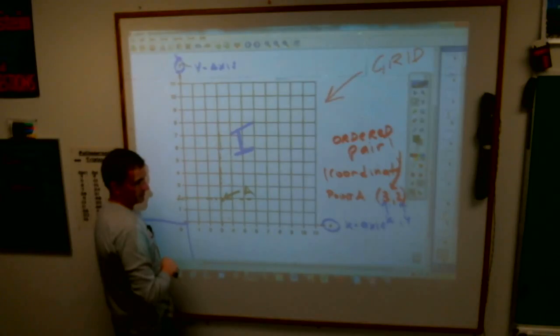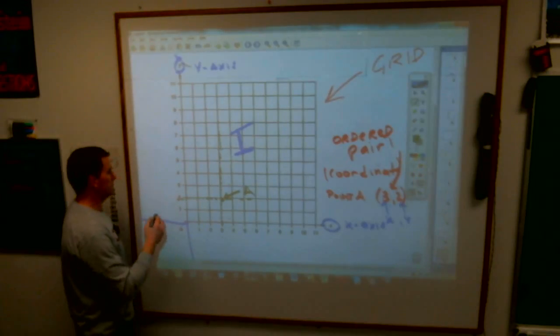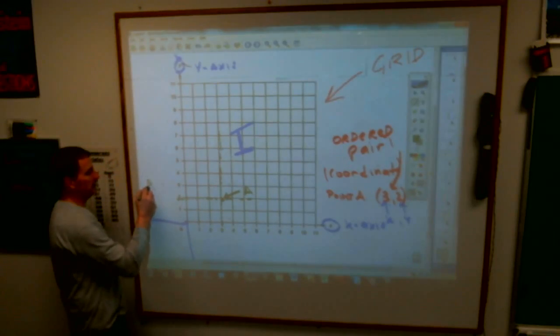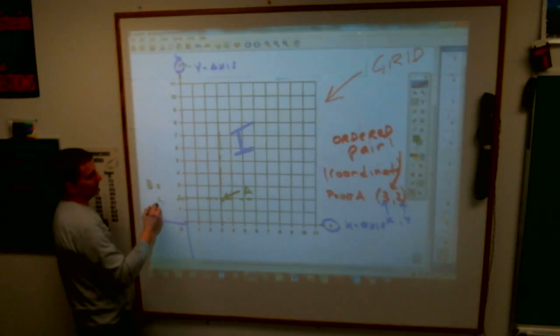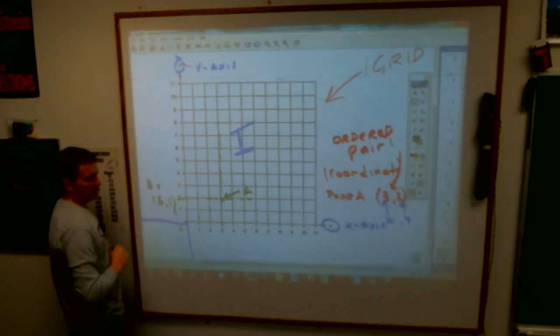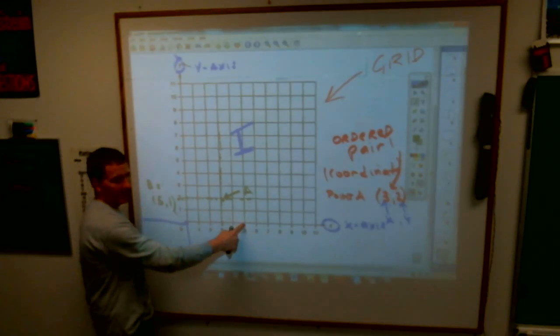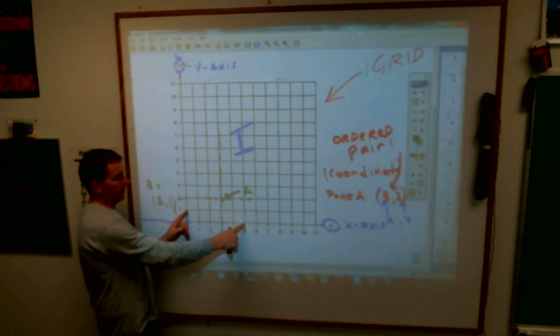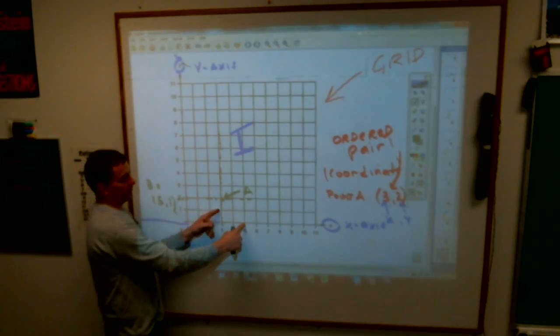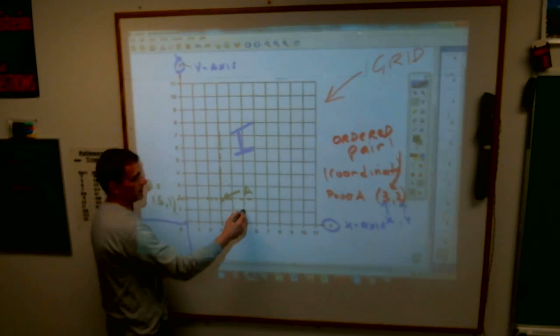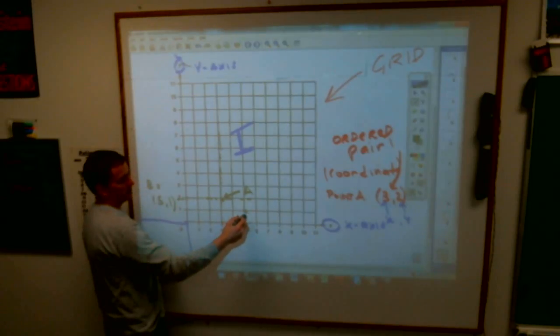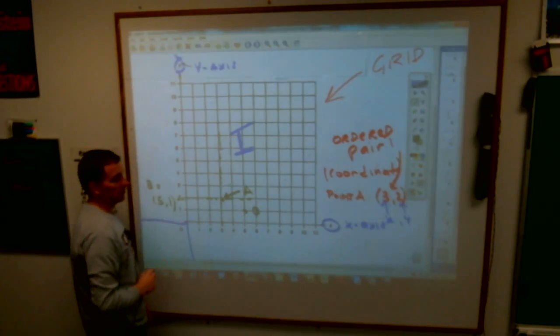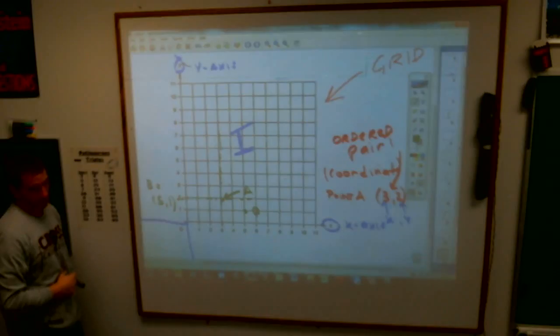Okay? If I was looking for, let's say, point B, and point B was at 5, 1, you find 5 on the x-axis, that's the first one always given, and 1 on the y-axis, and you find where those two lines cross. That is where point B will be located.